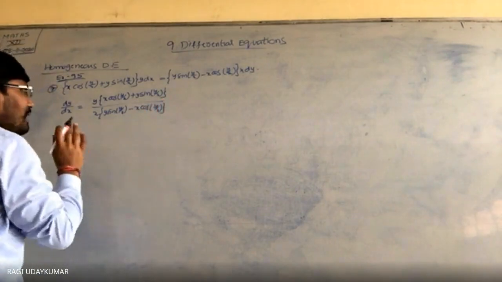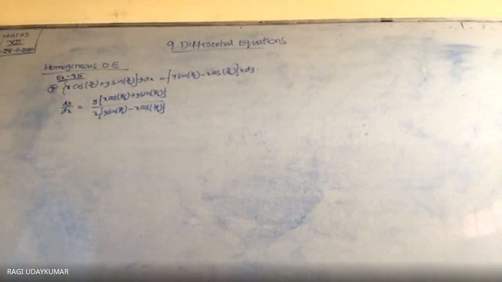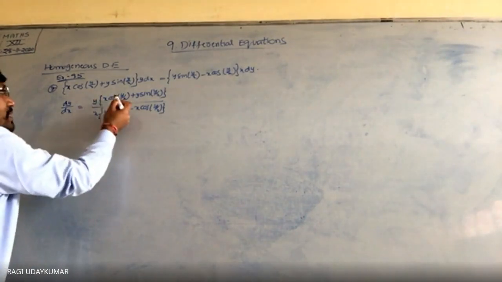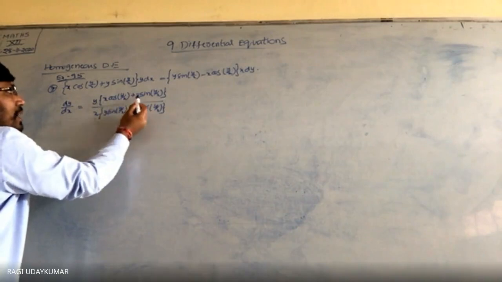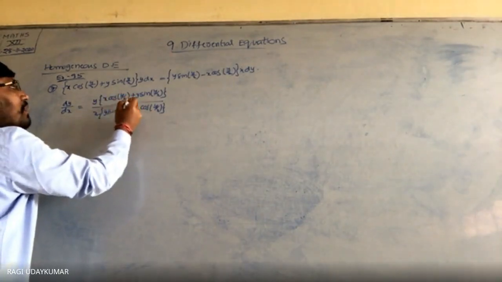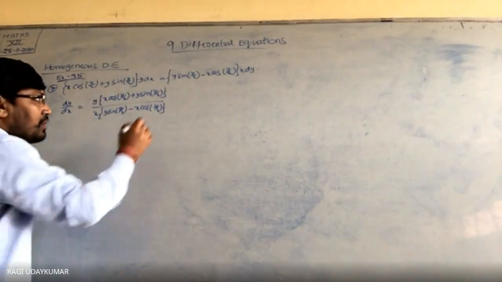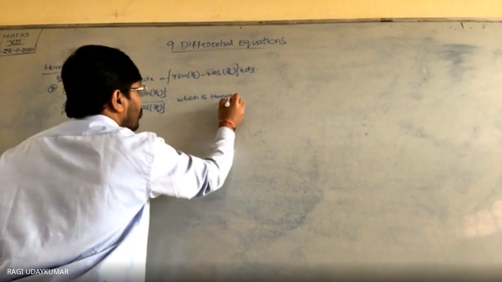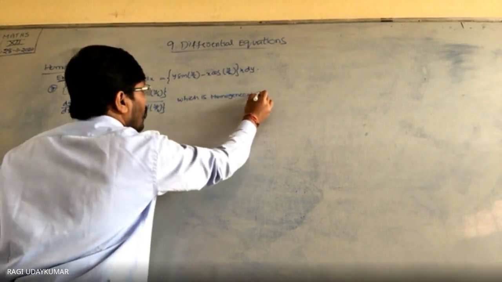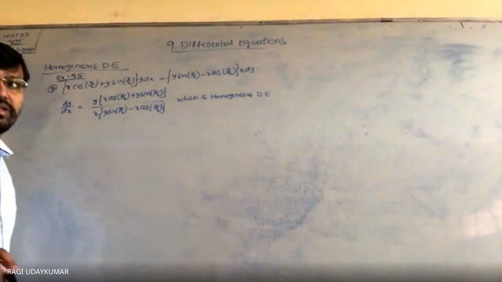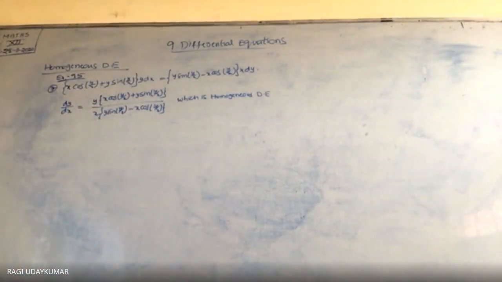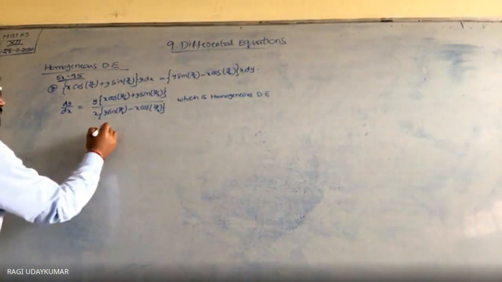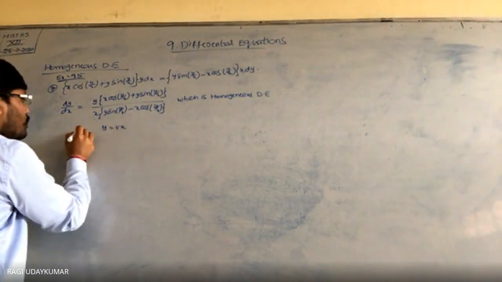So here you can obviously observe that it is a homogeneous differential equation. Why? Because here you have y by x, here also x is there, power 1 is there, so it is a homogeneous differential equation. If it is a homogeneous differential equation, what should be replaced here? y is equal to vx should be taken. Substitute y is equal to vx.